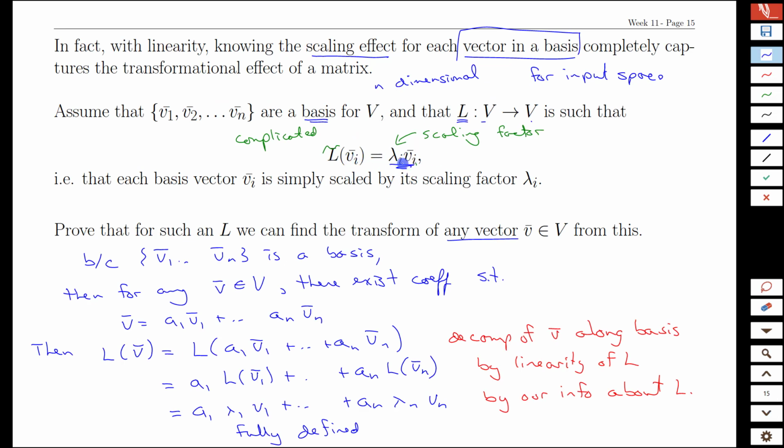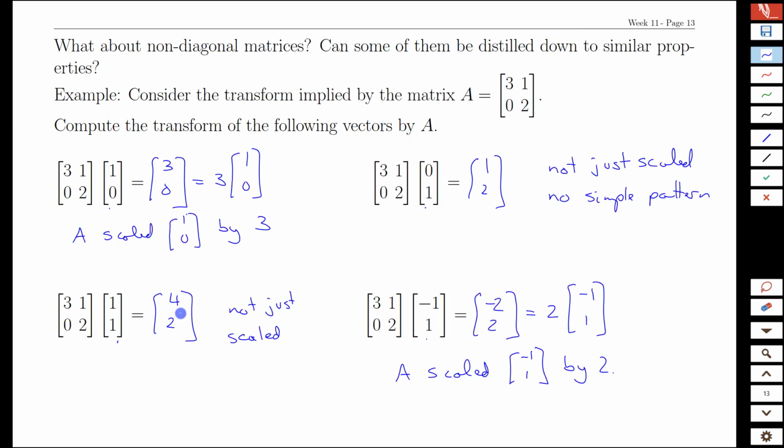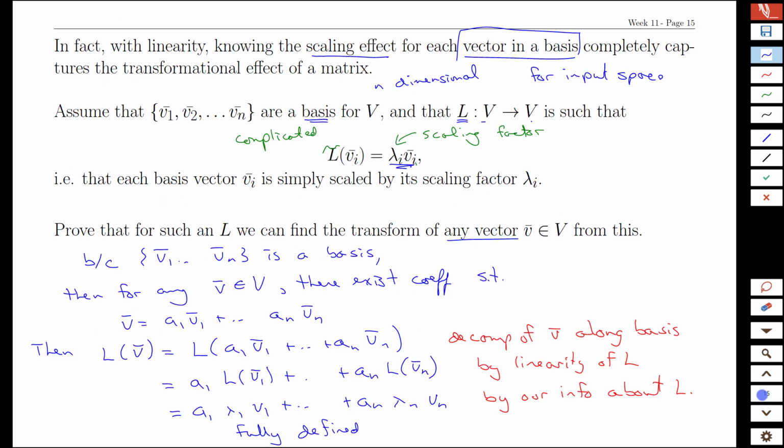If we know a set of vectors that are simply scaled by the transform, not shifted, not transformed, let's go back for a second, not turned into something else like these two vectors here were. If we can find the vectors that are just scaled, and we can find enough of them to make a basis, then we have all the information we need to define our matrix.